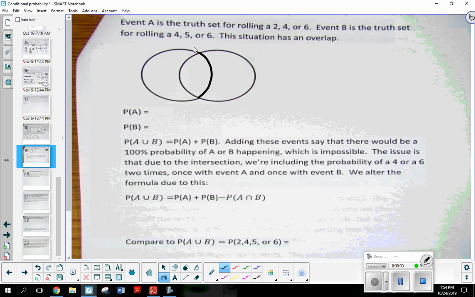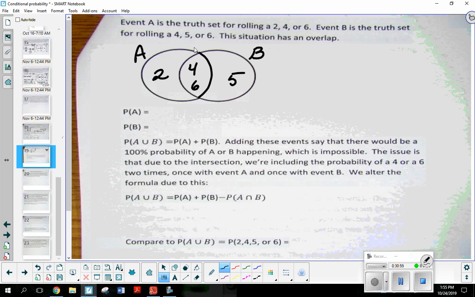Okay, so let's say event A is the truth set for rolling a 2, 4, or 6. Event B is the truth set for rolling a 4, 5, or 6. This situation has an overlap. So let's say this is A, this is B. All right, so we have 2, 4, 6 and 4, 5, 6. What's the overlap? The common elements. 4 and 6. So I'm going to put those in the middle. So A strictly has a 2, B strictly has a 5.